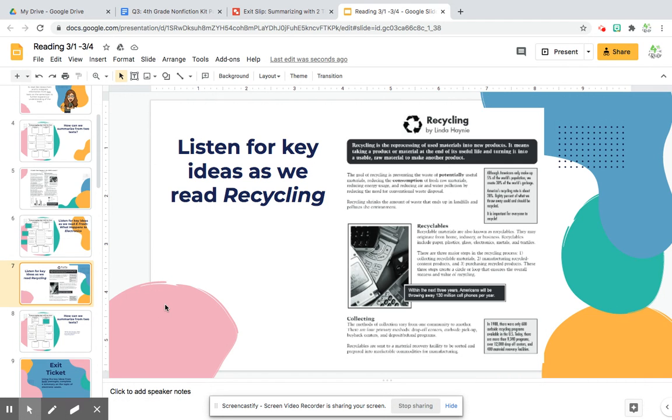Now remember, in the other article on e-trash, it said that in the next 3 years, Americans could be throwing away over 130 million cell phones per year. Remember, the e-trash article told us that 1 million cell phones could net 75 pounds of gold. So imagine how much gold 130 million cell phones could actually net. All right, so we're going to see how that's going to work into our web here in just a moment.